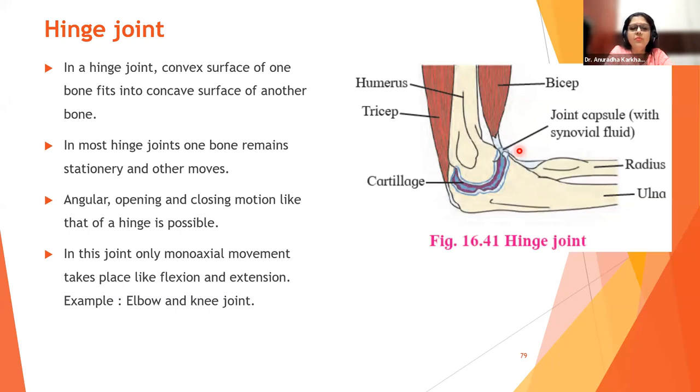Angular opening and closing motion like that of the hinge is possible. In this joint, only monoaxial movement takes place, like flexion and extension. We have seen all of these, right? So flexion extension takes place because of the hinge joint. Example, elbow and knee joint.